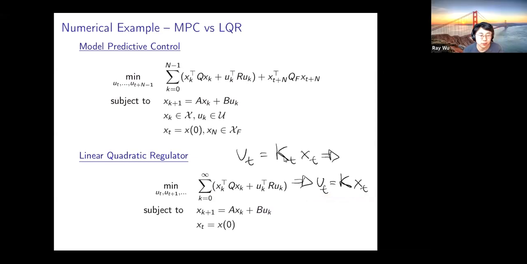Yeah, may I ask a quick question, maybe I missed something obvious. Why are the cost functions in these formulations quadratic? Is there a particular reason, or could it be some other form?